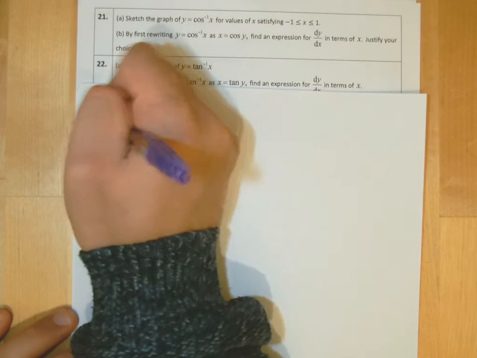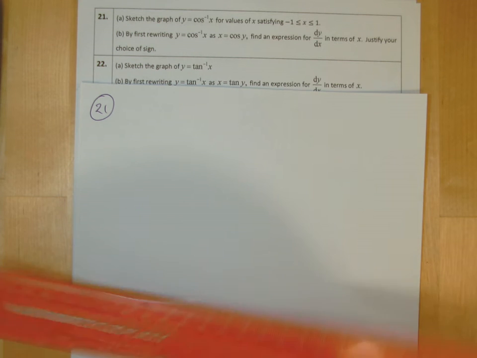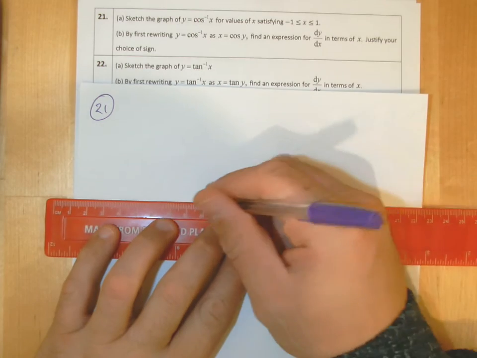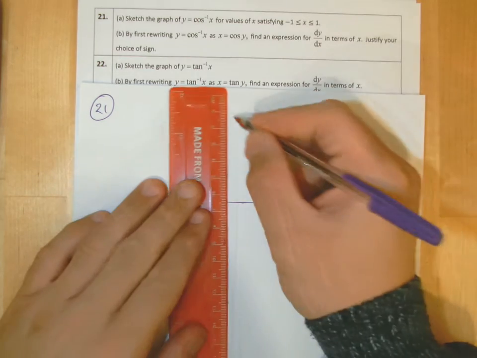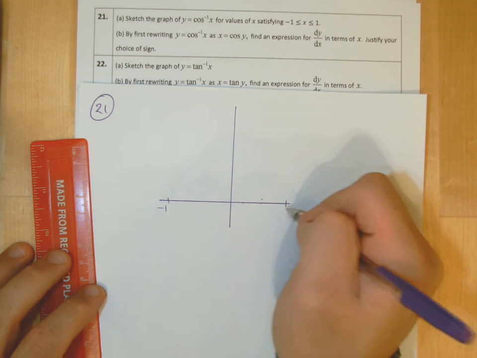Okay, question 21. Let's get the graph of this. Again, take these values here from -1 and 1. That's what they'll ask, okay? This time I won't show you the reasoning behind it. I just want you to use a bit of common sense here, okay? Use those values between -1 and 1.